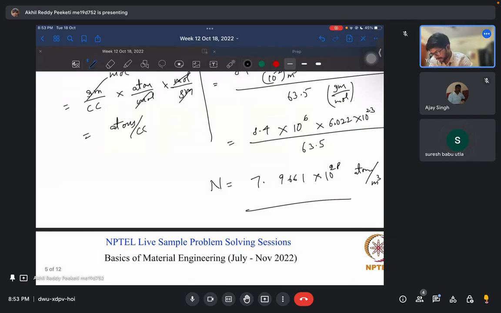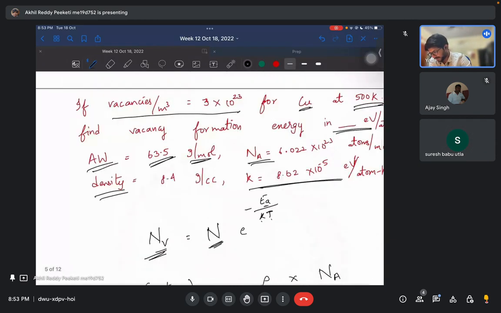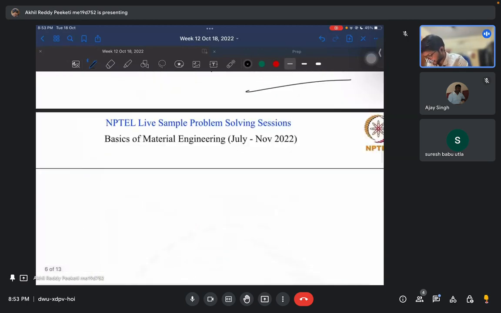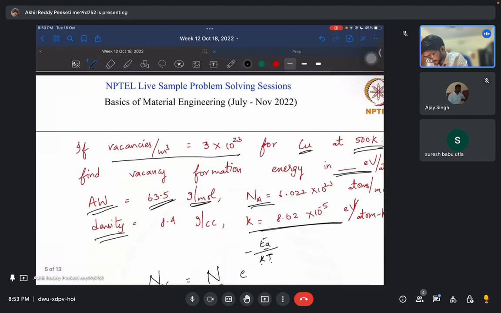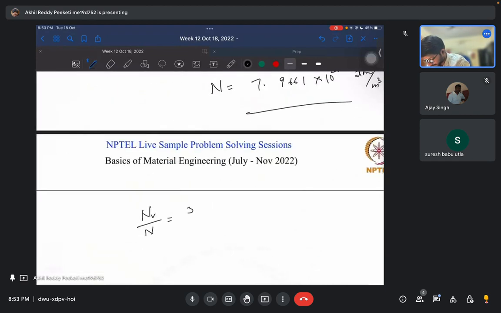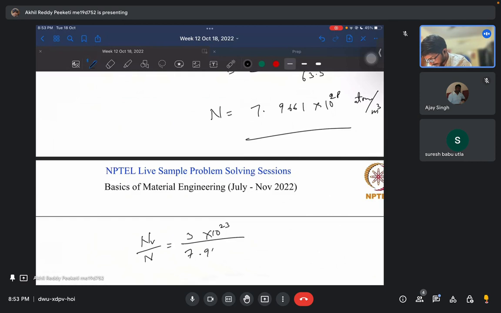Now we know the Nv, vacancies per meter cube. So Nv by N is 3 into 10 power 23 by 7.9661 into 10 power 28. This is the ratio of vacancies to the total number of atoms. So this would turn out to be around 3.766 into 10 power minus 6.